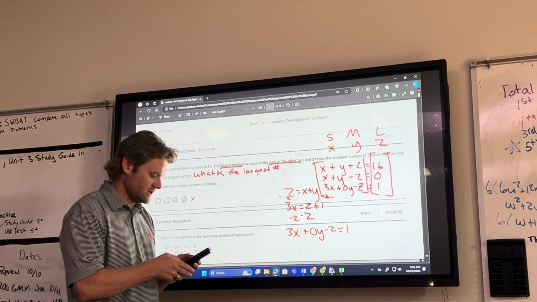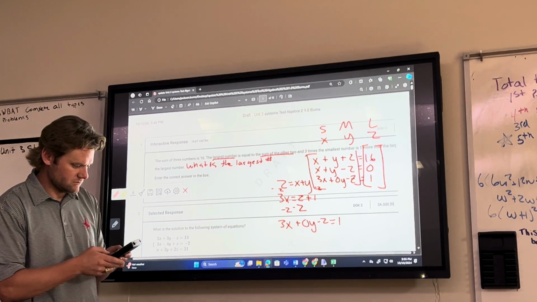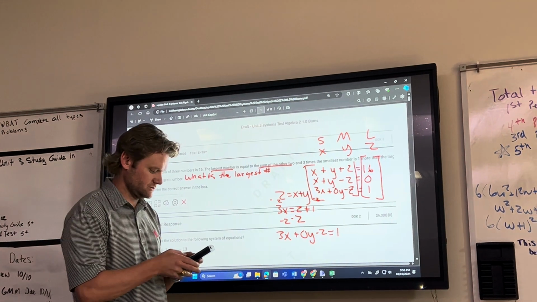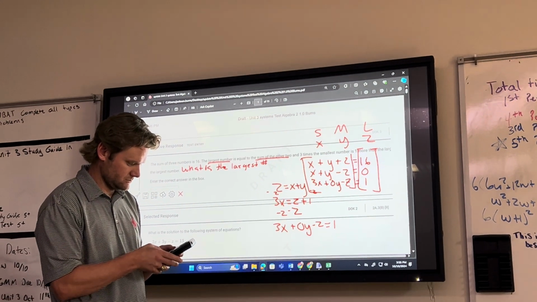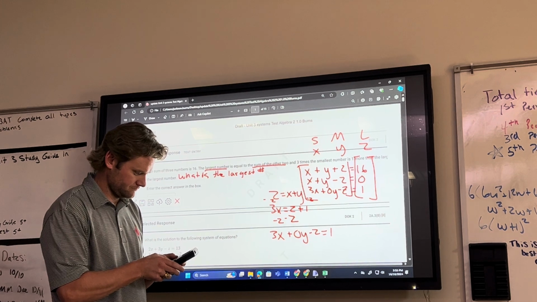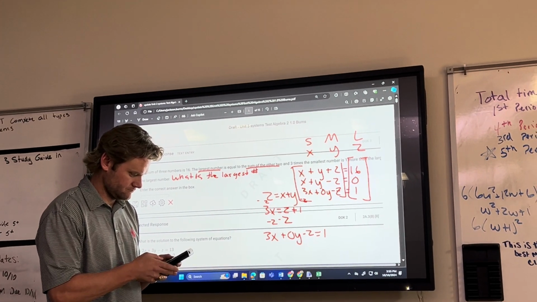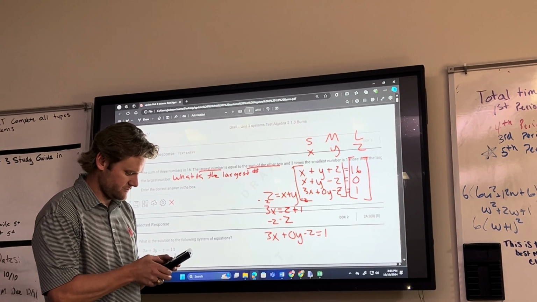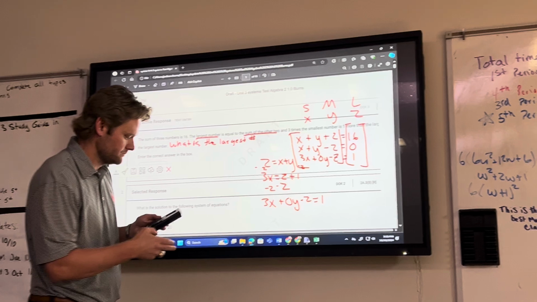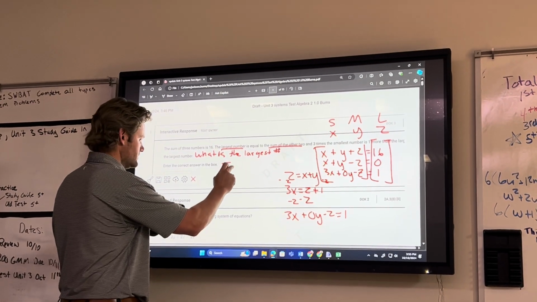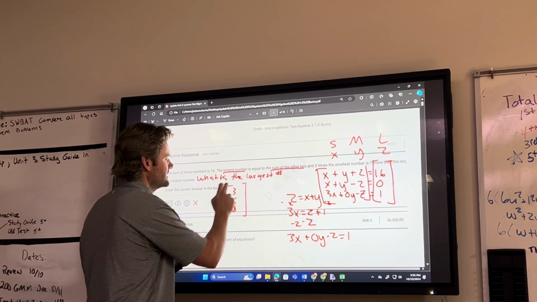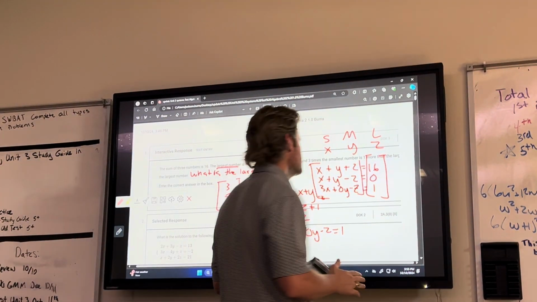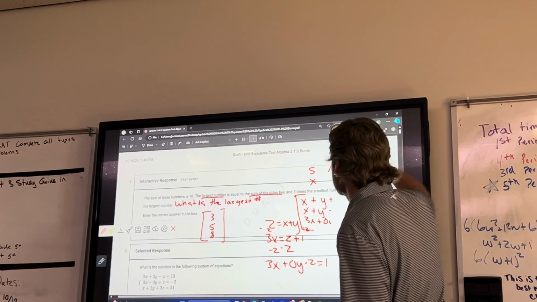Take the inverse of A times your B matrix. Matrix A inverse times matrix B. All right, so I get this 3, 5, and 8. Again, we're asking for the largest number, so my answer is 8. So that's how we were going to do that one with matrices.